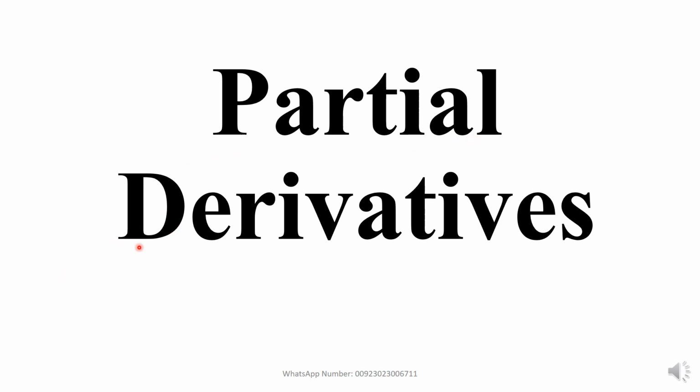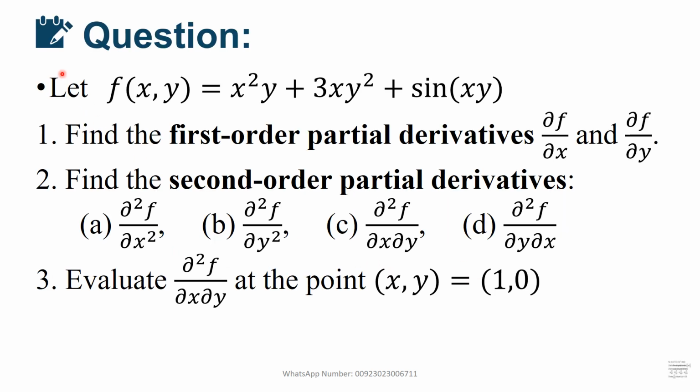Partial derivatives. Question. Let f of x comma y equal x squared y plus 3xy squared plus sin xy. 1. Find the first order partial derivatives, partial f upon partial x and partial f upon partial y.